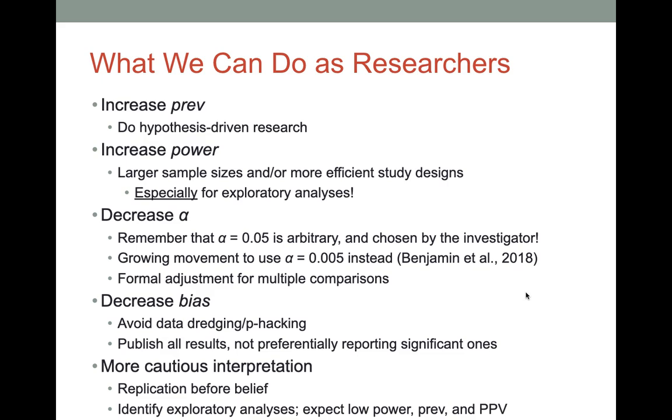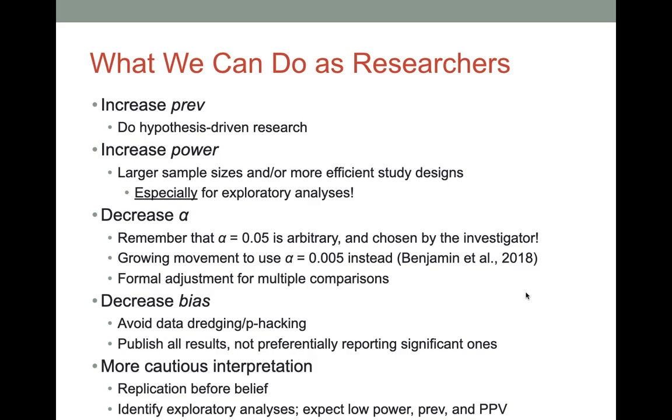We can decrease alpha, and this is actually the easiest thing we can probably do because it costs us nothing to do this as we're doing research. And remember that alpha of 0.05 is arbitrary and it's chosen by the investigator. There is a tradition of using 0.05, but it really is a tradition that was started because Fisher, who was an influential statistician who really first kind of proposed and popularized hypothesis testing, used 0.05 as an example in his book, and that caught on across a number of fields. But it's really not a set number.